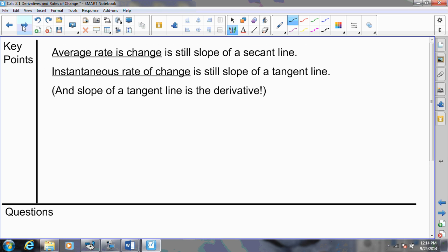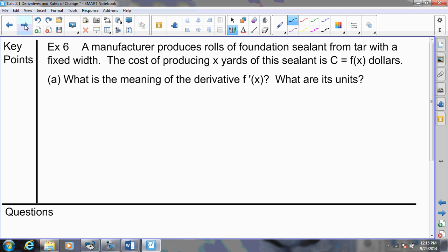Average rate of change, slope of a secant line. Instantaneous rate of change is the tangent line. So it's still slope, slope, slope, slope, slope. And I want to point this out: slope of a tangent line is our derivative.